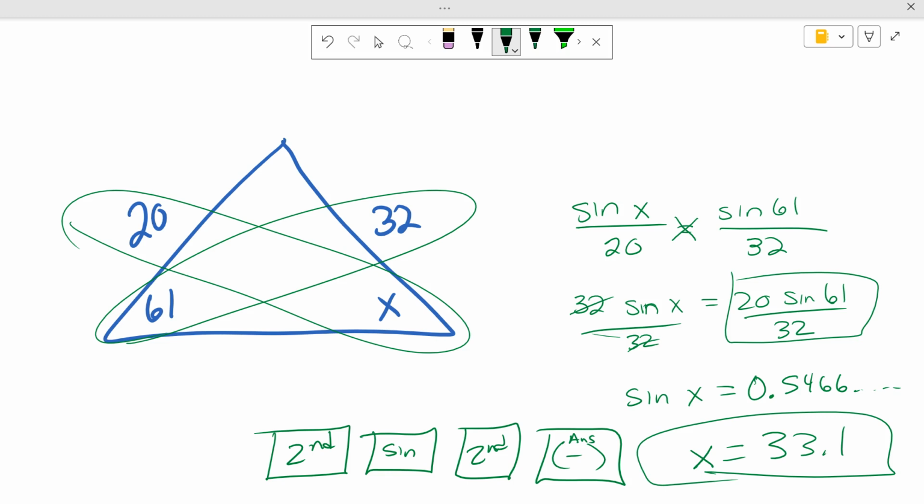You can do it that way too, Mr. Pickard. If you get the right answer, you can do it that way. I don't have a problem with that, because you can go second sine of 20 sine of 61 over 32, and yeah, it works too.